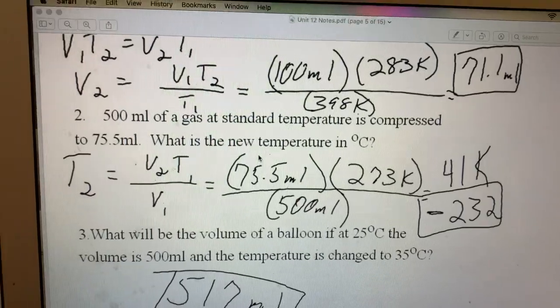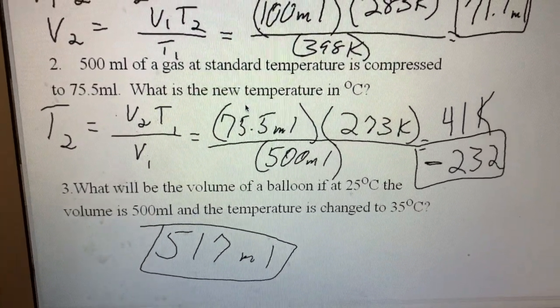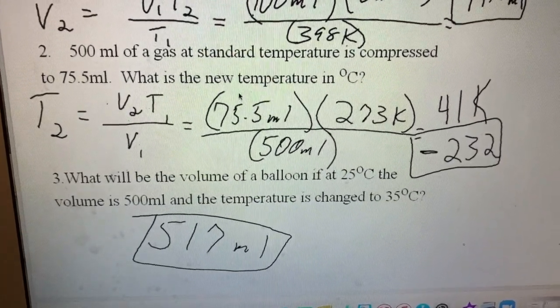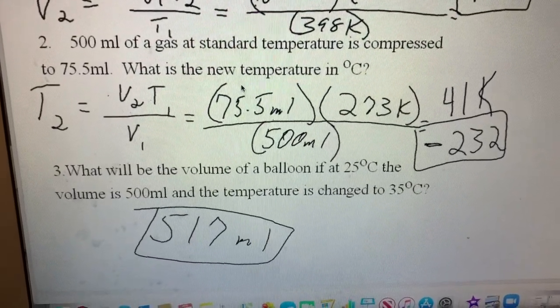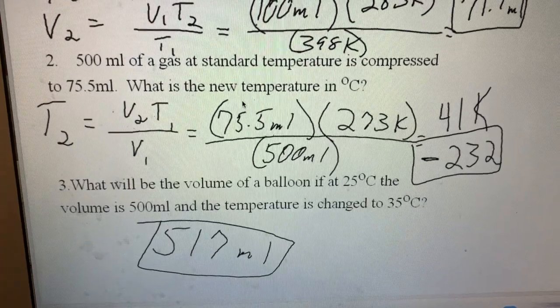I just don't. For number 3, I apologize, I don't have the work written out on here. What will be the volume of a balloon if at 25 degrees Celsius, the volume is 500 mils and the temperature is changed to 35 degrees? You can certainly do that one on your own, and you should get about 517 mils.